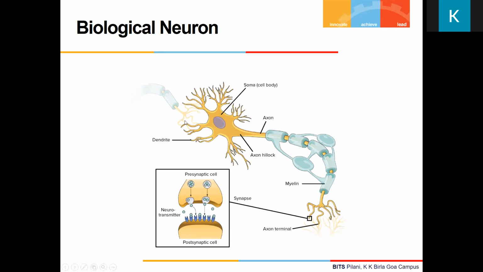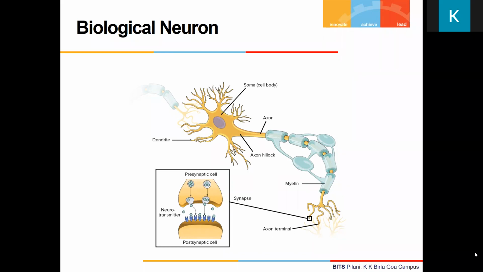So what happens is when the surrounding neurons want to communicate with this particular neuron, or connect with it, from the end of the axon, from these axon terminals, some chemicals are actually released, like acetylcholine.